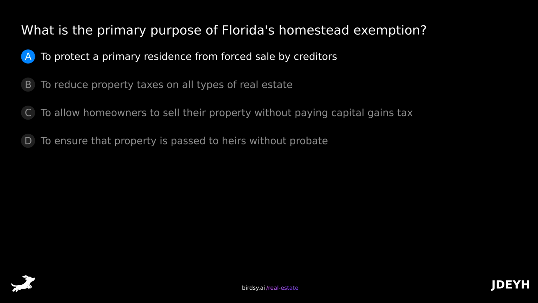Is it A, to protect a primary residence from forced sale by creditors, B, to reduce property taxes on all types of real estate, C, to allow homeowners to sell their property without paying capital gains tax, or D, to ensure that property is passed to heirs without probate? The answer is A, to protect a primary residence from forced sale by creditors.